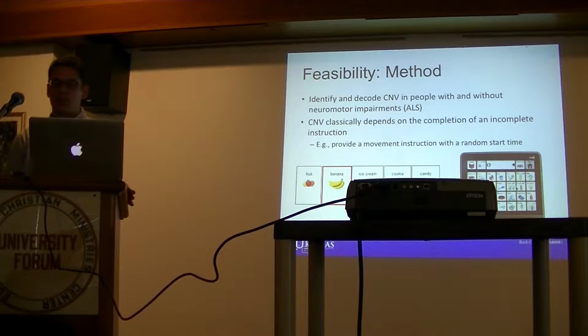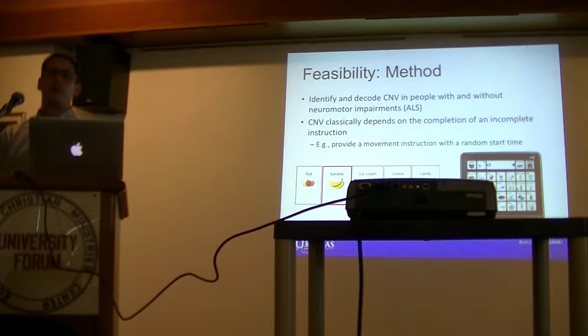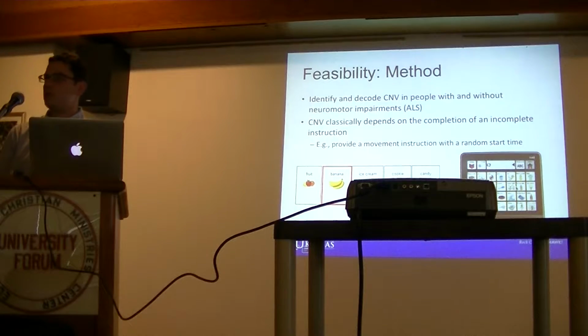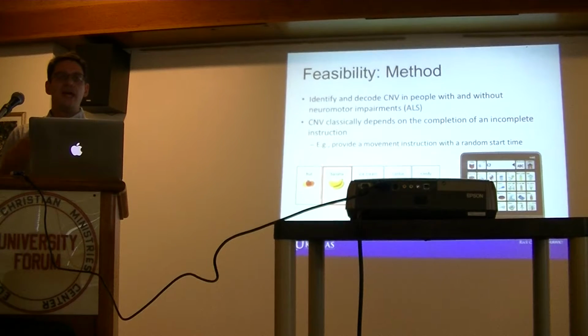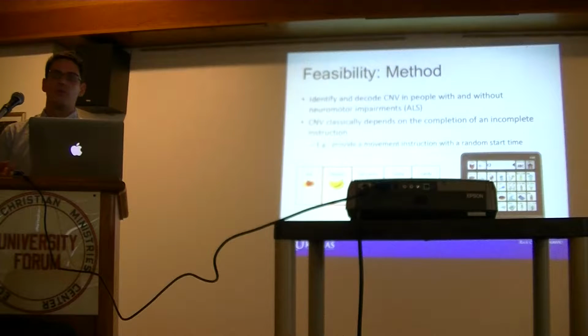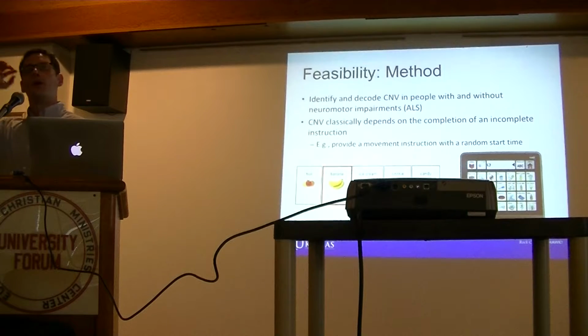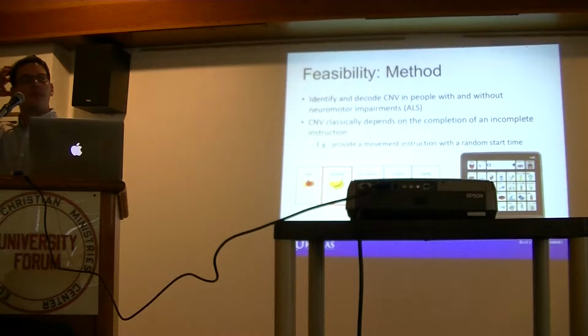So there is a signal that we know about called the contingent negative variation. This is a negative voltage that you can record from EEG electrodes. So these are sensors placed on the scalp that record electrical activity of the brain. And this signal becomes more and more negative in its voltage as you are preparing to make an upcoming planned movement.